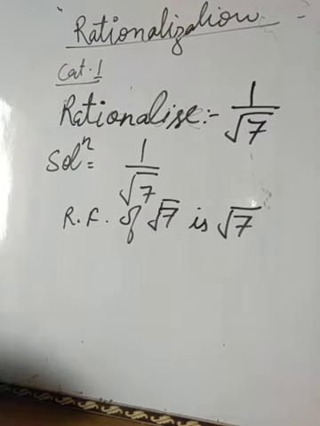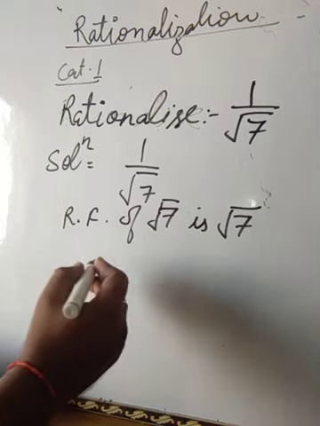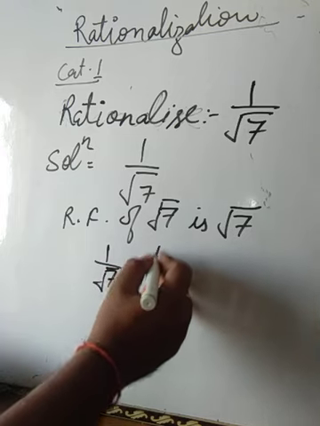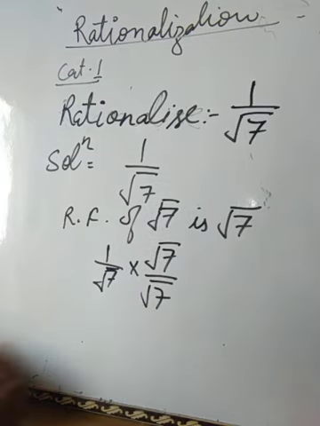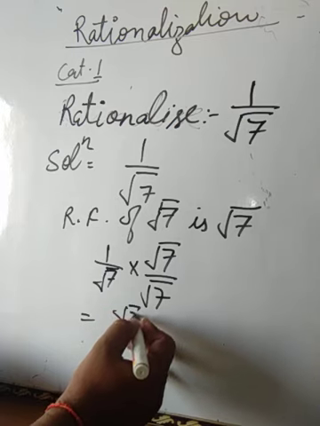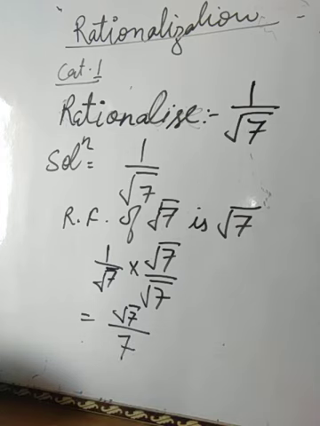The question is given in the form of p upon q, so we will multiply the p and q both by root 7. So it is 1 upon under root 7 into root 7 upon root 7, as I told in that rule. Root 7 into 1 equals under root 7, and root 7 into root 7 equals 7, right? If root 7 is multiplied by root 7, it will be free from root.